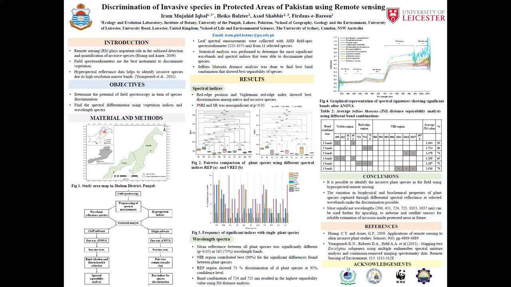With wavelength spectra, we noted that 562 bands showed significant differences, and NIR region bands contributed the most in the differentiation of plant species. After that, the JM distance analysis also revealed that 6 bands show the best discrimination between different native and invasive plant species. So we concluded that it is possible to identify invasive species using hyperspectral remote sensing data. Thank you.